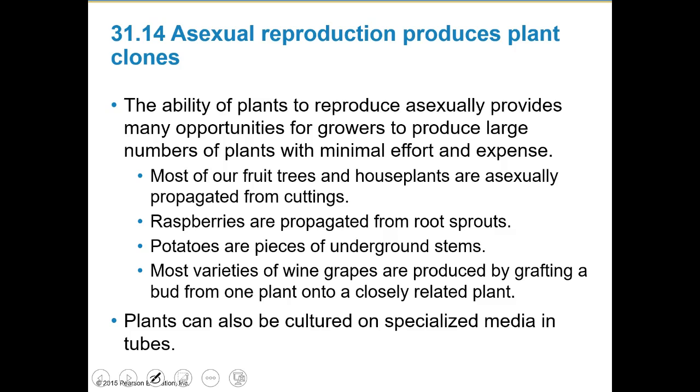So the ability of plants to reproduce asexually provides many opportunities for growers to reproduce large numbers of plants with not a whole lot of effort or expense. Most of our fruit trees and household plants are asexually propagated from cuttings. Raspberries are propagated from root sprouts. Potatoes are from pieces of underground stems, so cutting those tubers. Most varieties of wine grapes are produced by grafting a bud of one plant into a closely related plant. Plants can also be cultured on specialized media in tubes.